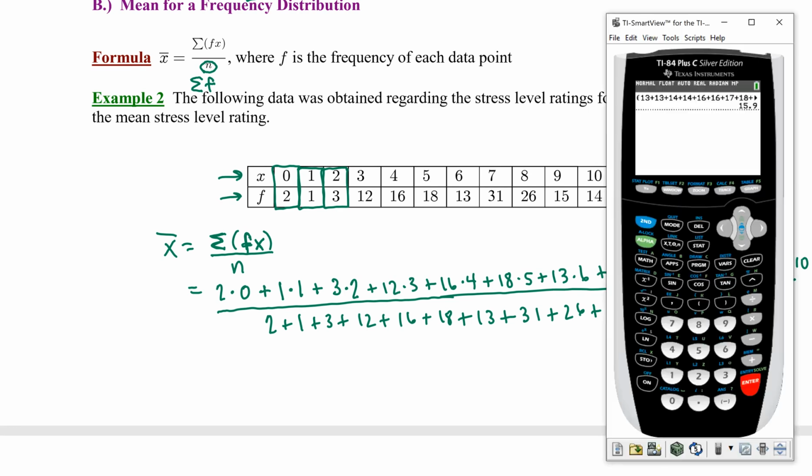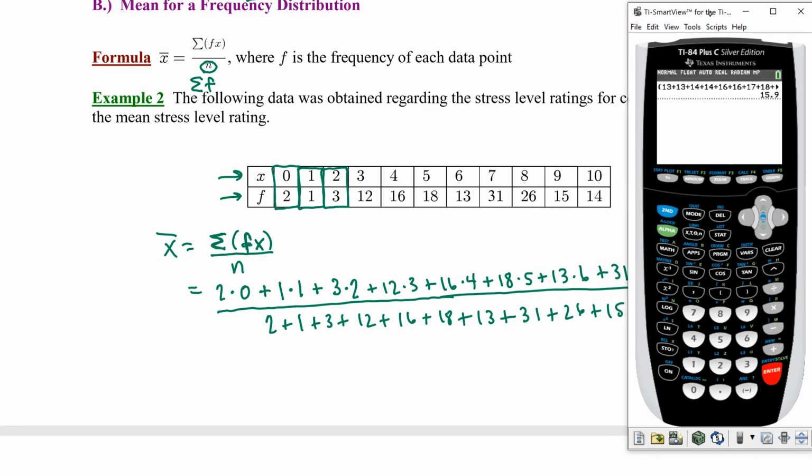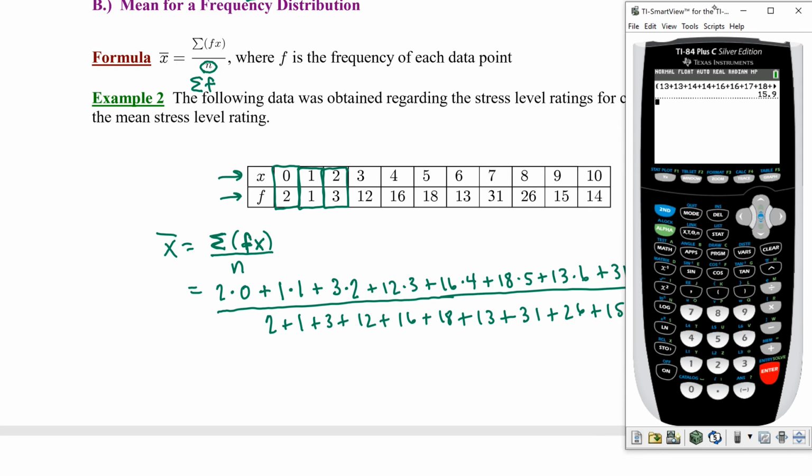That's quite a bit of information to enter into the calculator, so I'm going to do the numerator and the denominator separately. So I'm going to begin by calculating frequency times data point, adding that up all the way across the numerator. One thing you'll find about the formulas in this chapter is they're pretty simple, but they can be a little bit tedious.